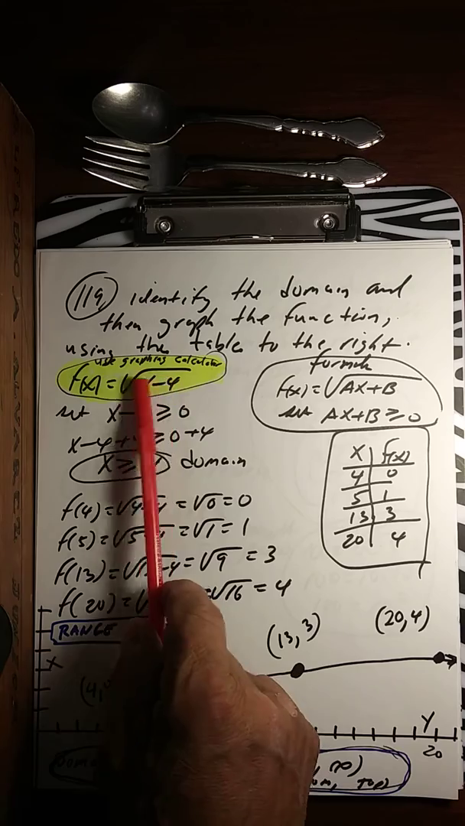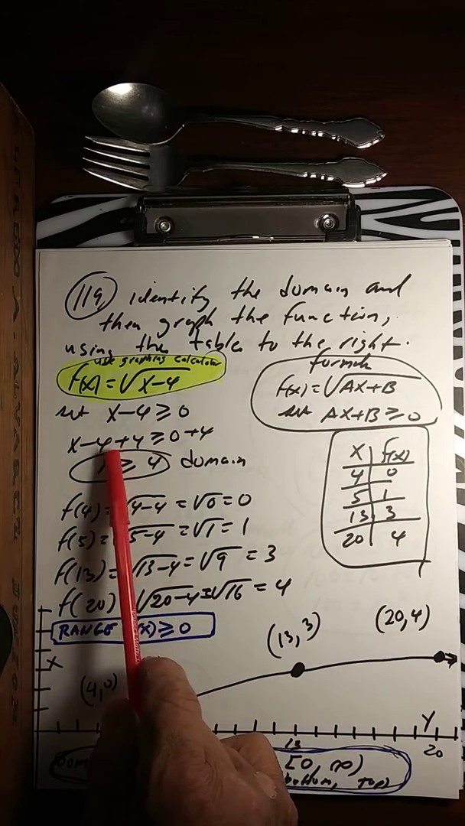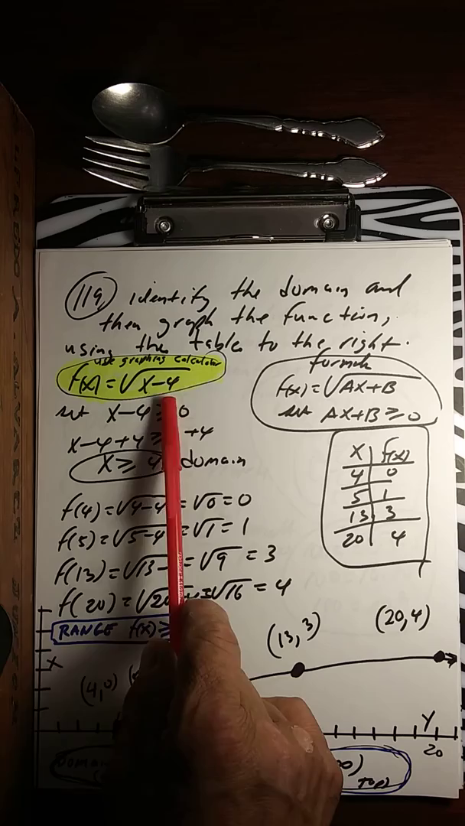Okay, so the domain is set that greater than or equal to 0. Minus 4, plus 4. So x is greater than or equal to 4. That's the domain for this.